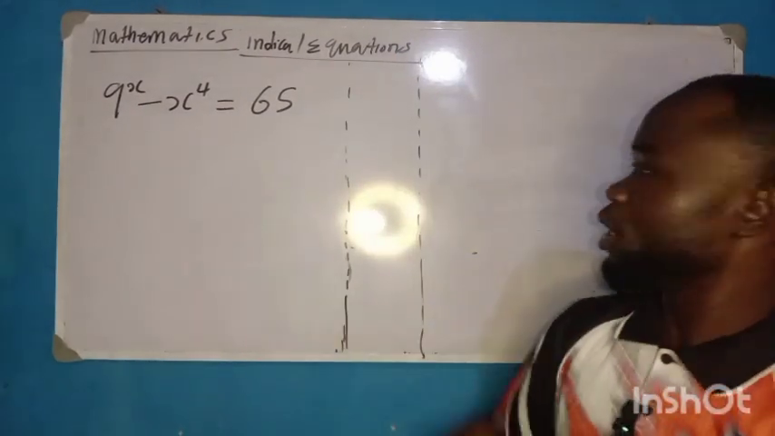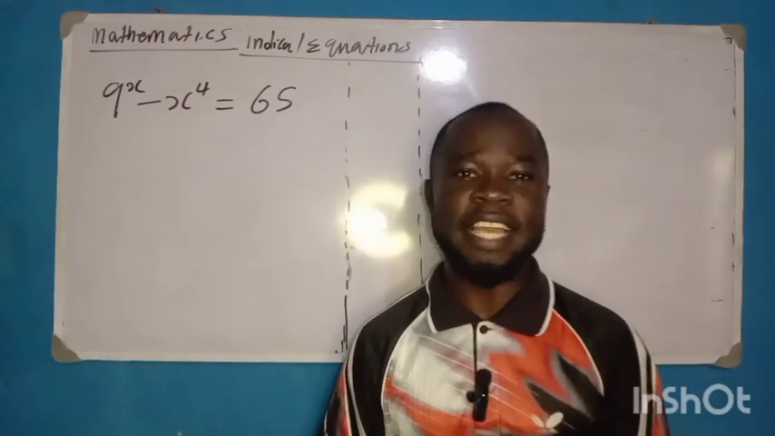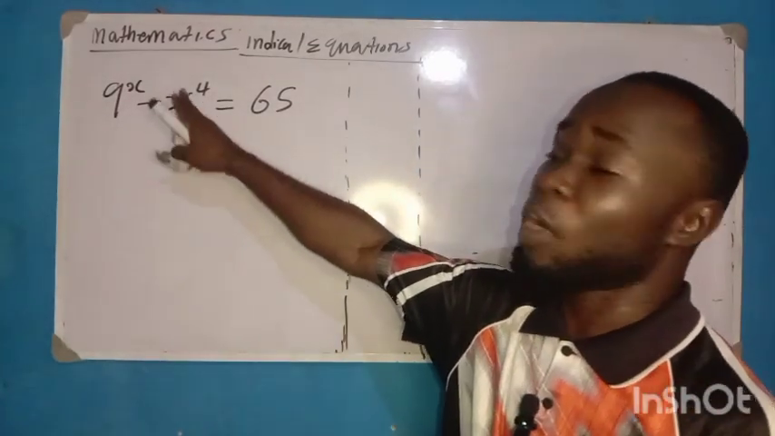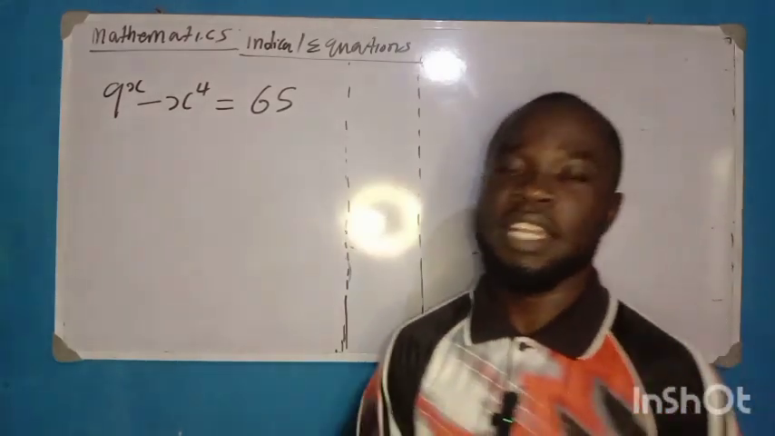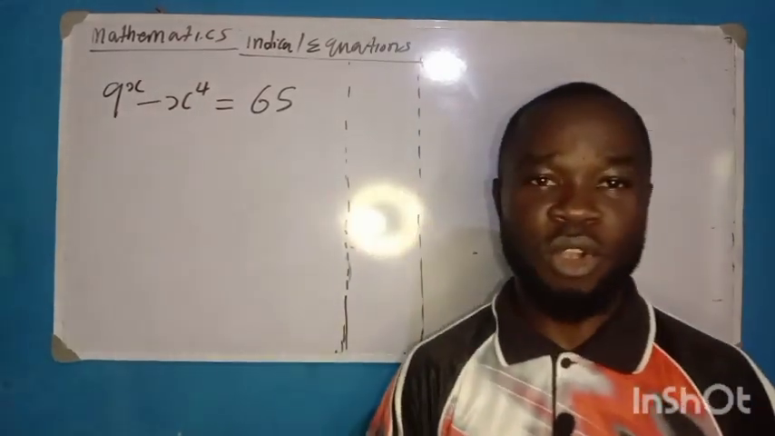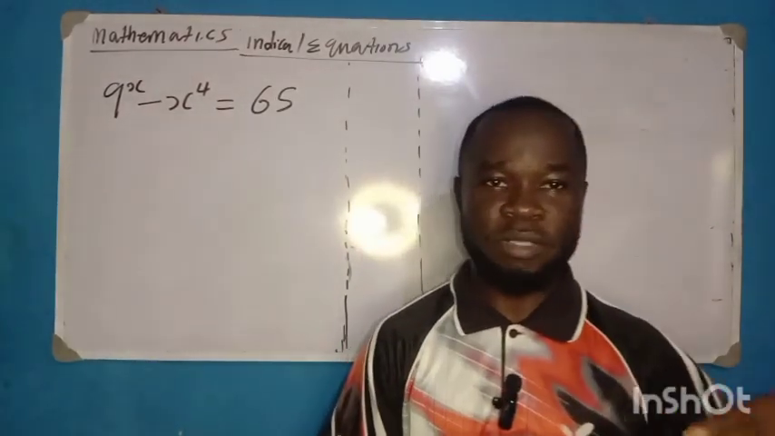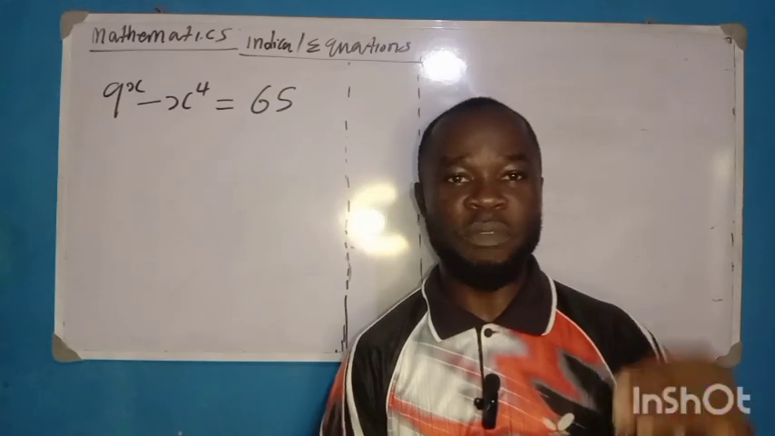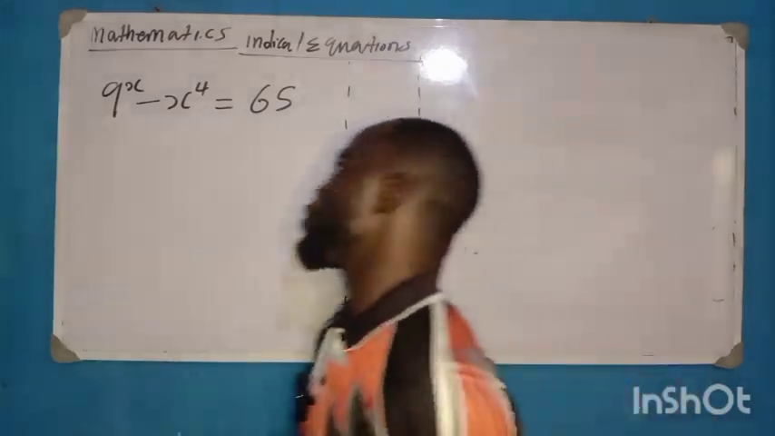Today we have this question to try, and it's an indicial equation that we are to solve: 9 to the power of x minus x to the power of 4 equals 65. Now you know that anytime you solve an indicial equation, the goal is to make sure that at some point the bases will be equated so that you will have the value of the variable. Now let's look at how we solve this question.